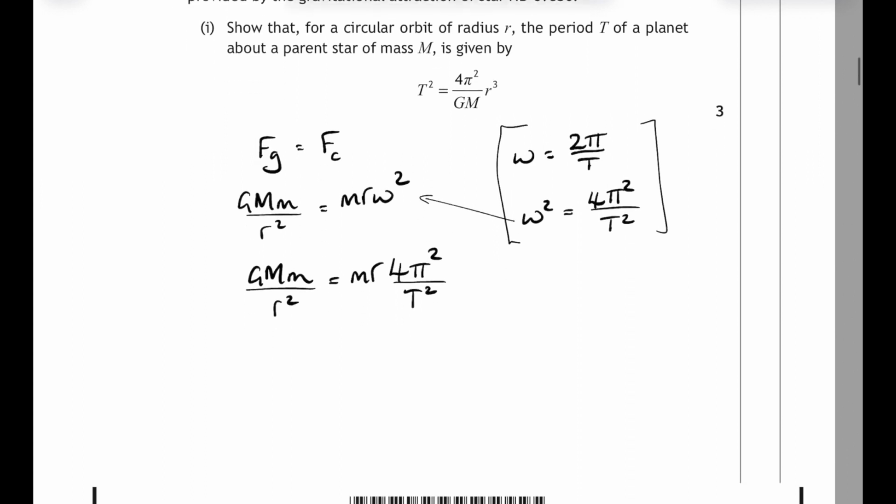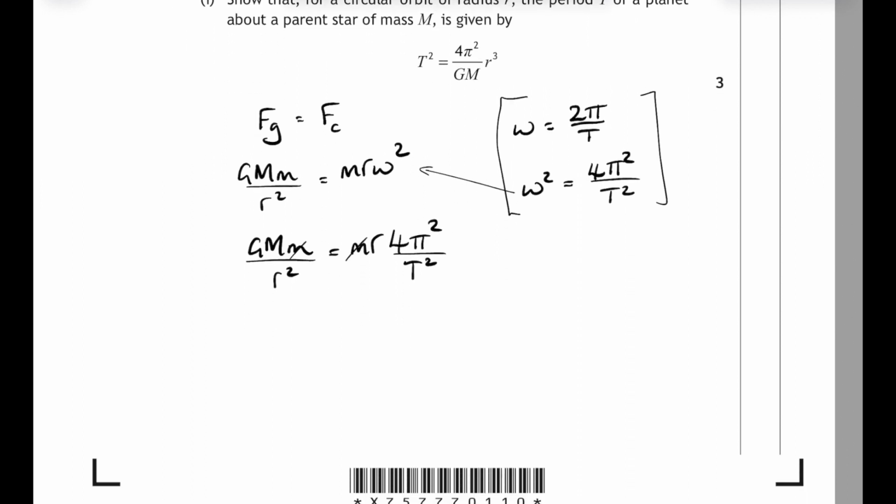And then we just want to rearrange that with T squared on the left. So let's cancel out the small m's. So T squared will be equal to 4 pi squared over GM. And then we can combine the r's here, take the r squared up, and that becomes r cubed. And that's the relationship we were required to show.